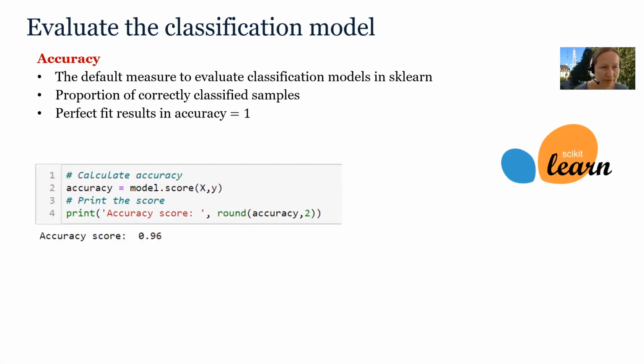So we are ready to evaluate, and for that we use model.score as before, but for the classification models, it will return accuracy score. Accuracy is simply a proportion of correctly classified samples, and perfect fit will result in accuracy equal to 1. You see that we have achieved accuracy 0.96, which is quite high.